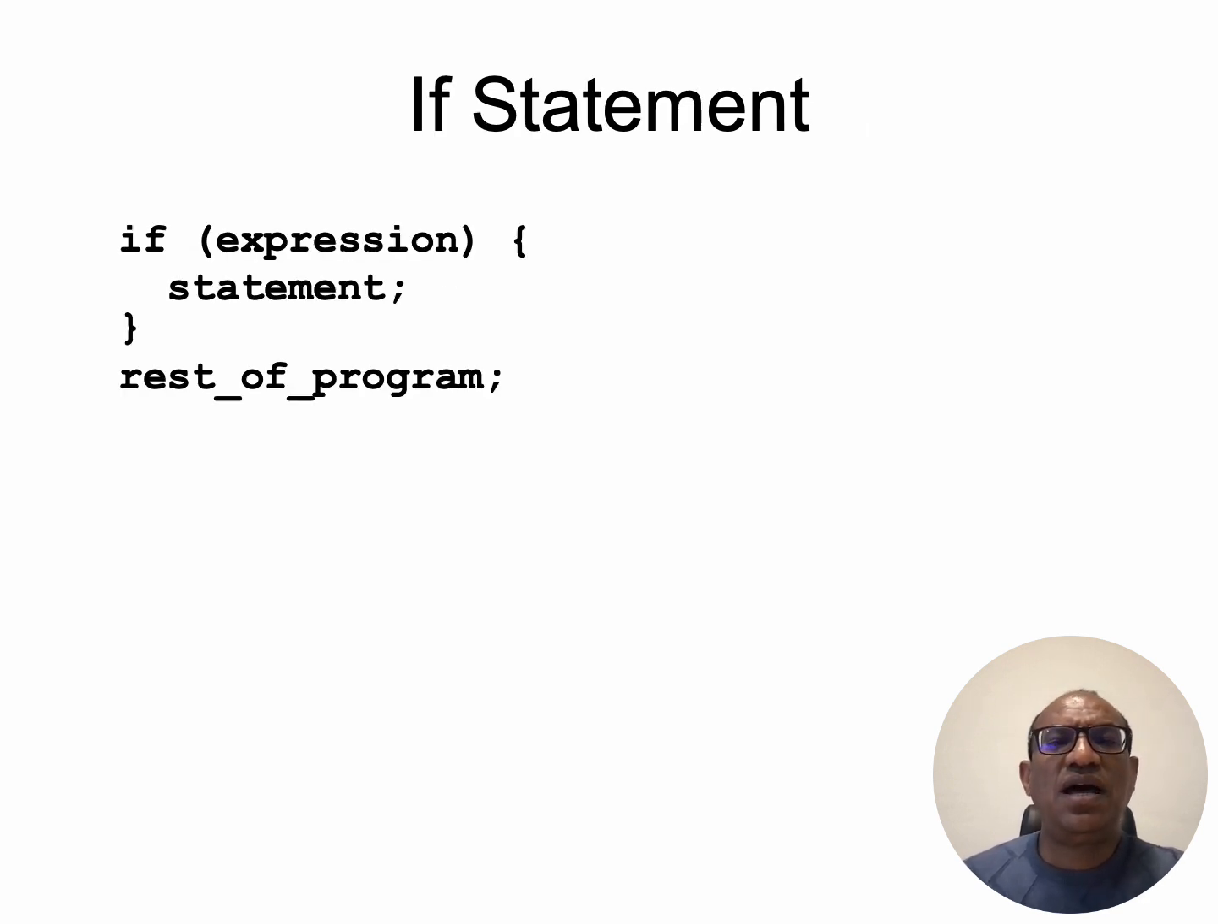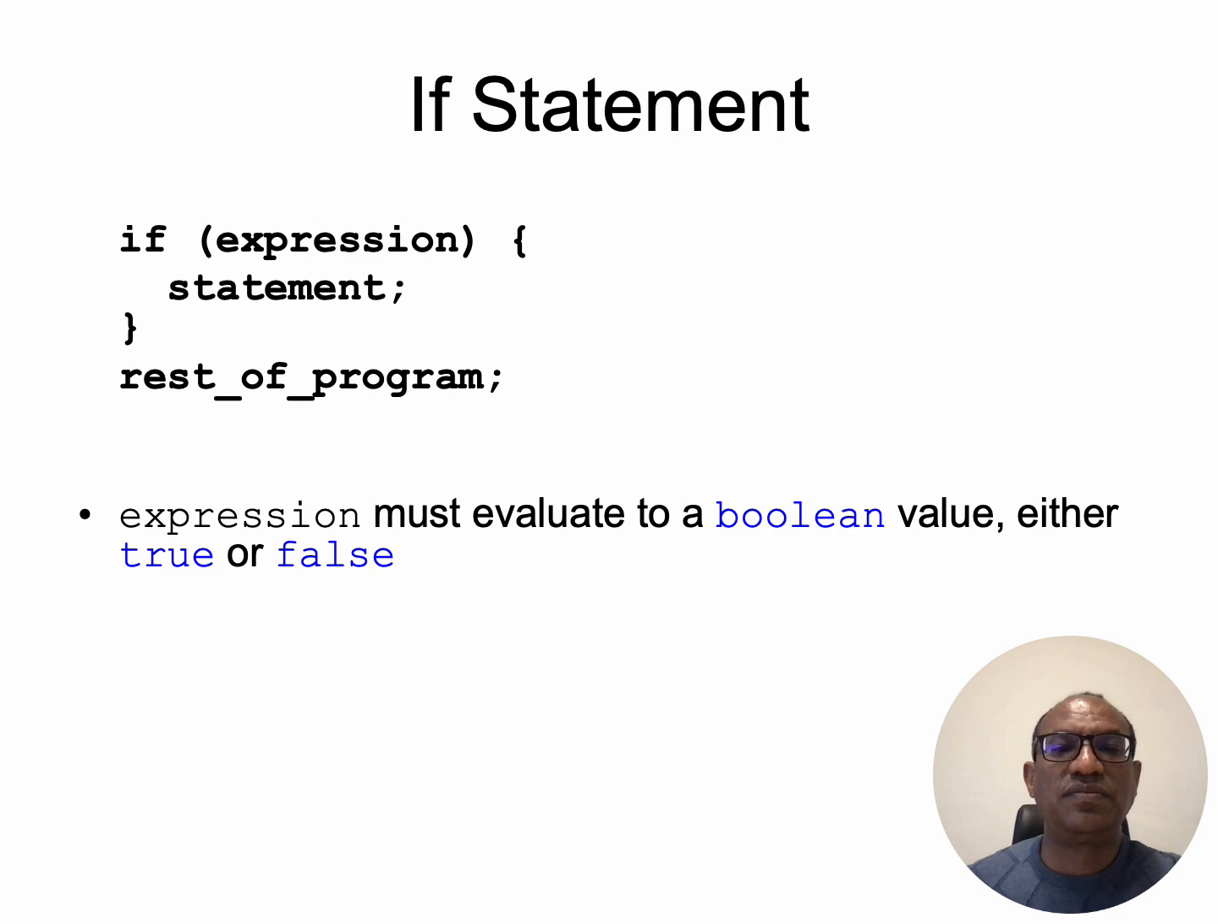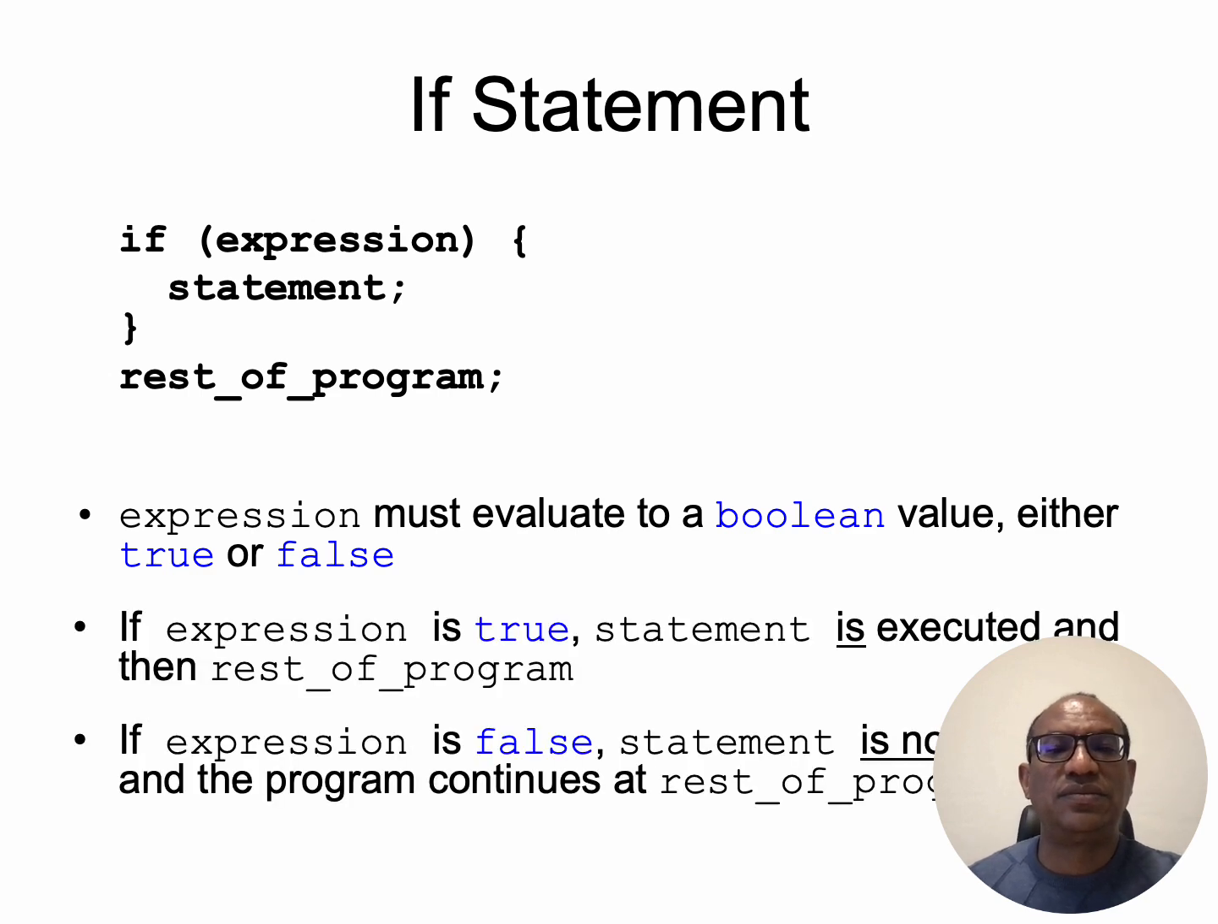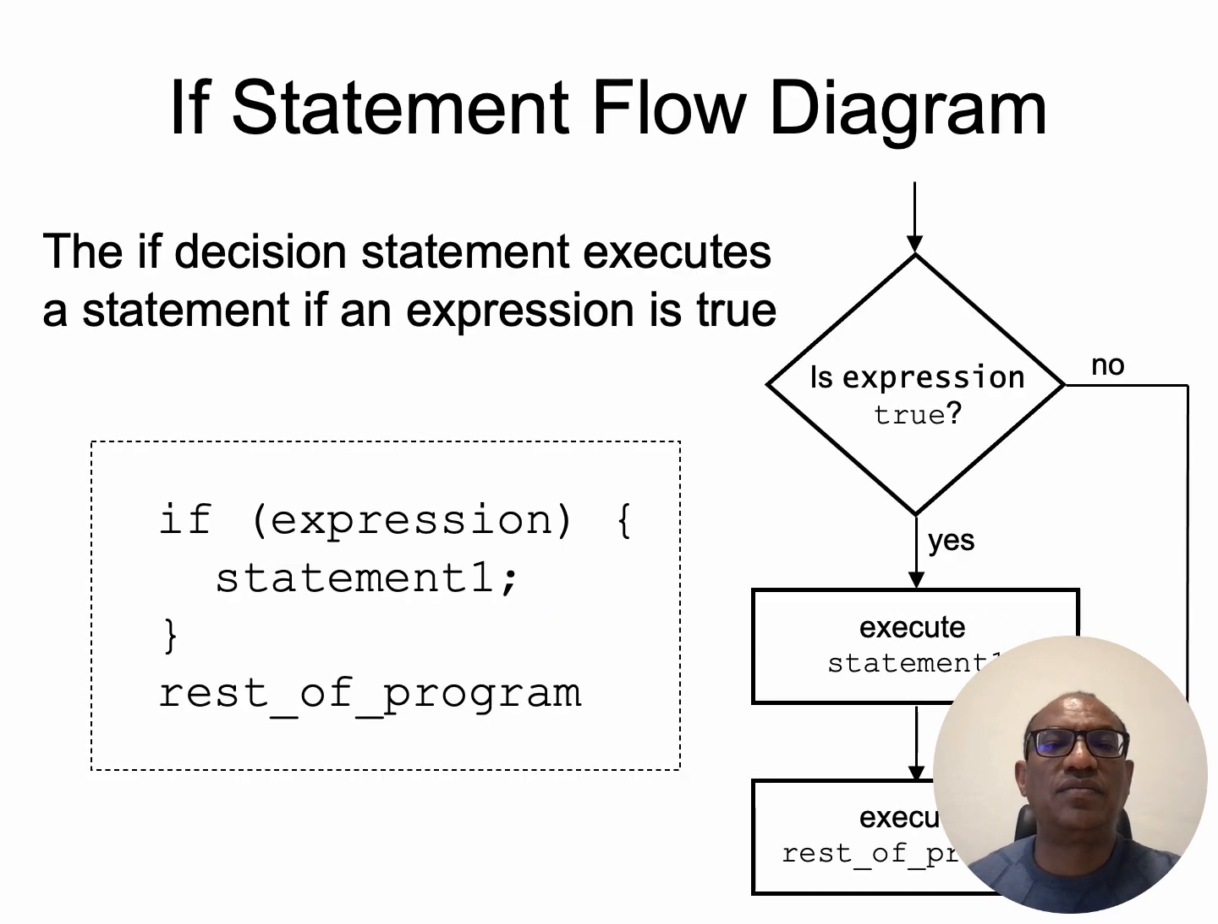The if statement allows us to execute a statement only if a condition is true. If the expression evaluates to true, the statement inside the curly braces is executed. If the expression evaluates to false, the statement is skipped and the program continues. The flow diagram for the if statement is as shown in the slide.